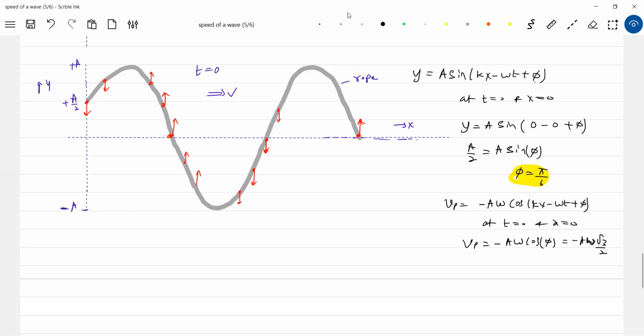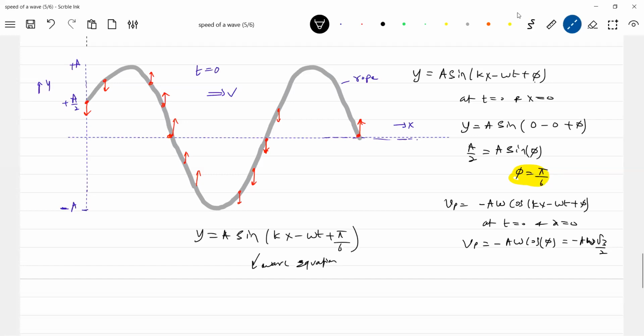So what is our equation of SHM? Our equation, like a wave equation, will be y equal to a sine. Okay, this is our answer. This is a wave equation. So what is this? Just extend this one. This is that phase. That's all.